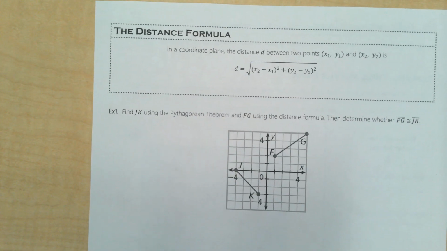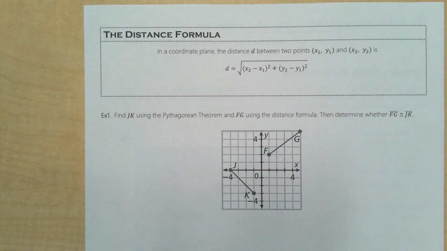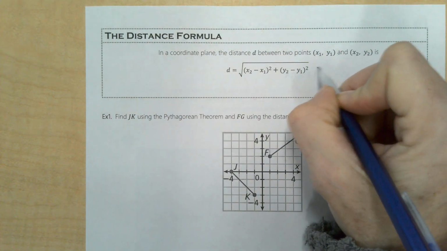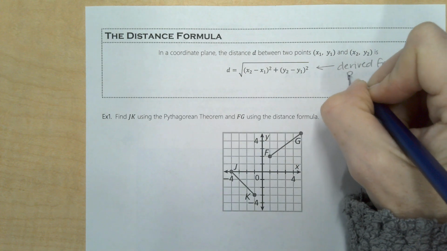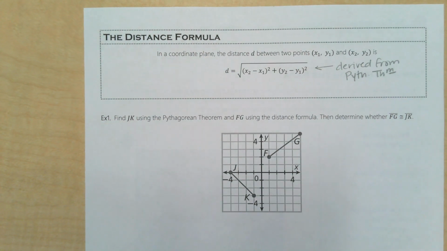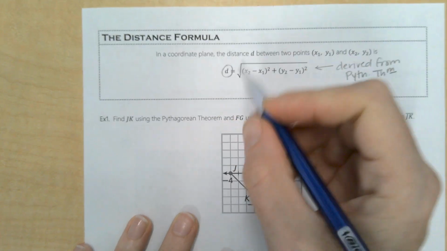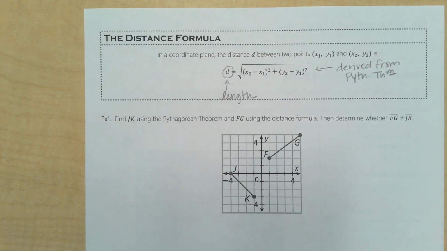Okay, so the distance formula kind of looks a little bit ugly, right? It is derived from the Pythagorean theorem. I'm not going to go into how you get there. D stands for distance. It also means length, right? We're finding length of segments or length between points.